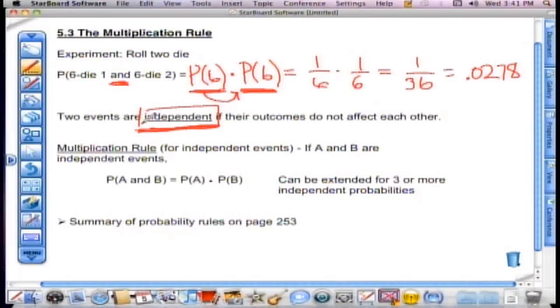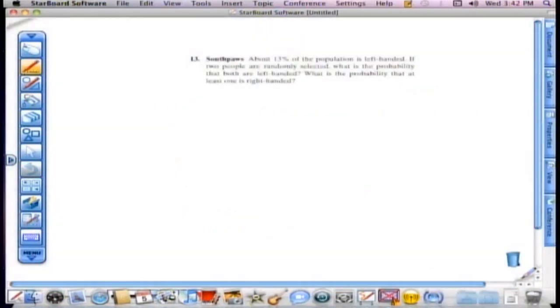And you have to consider independence for the multiplication rule, or the AND statements. The multiplication rule for independent events says if A and B are independent, then the probability of A and B both occurring means you multiply the individual probabilities. And this can be extended for 3 or more. Let's say you were rolling 5 die, like you're playing Yahtzee. What's the probability that you get a 6 on one and a 6 on the second and a 6 on the third? Those would all just be multiplied probabilities. There's a nice summary of probability rules in your book on page 253 if you're interested.